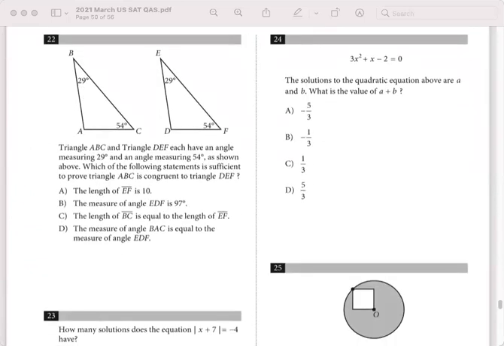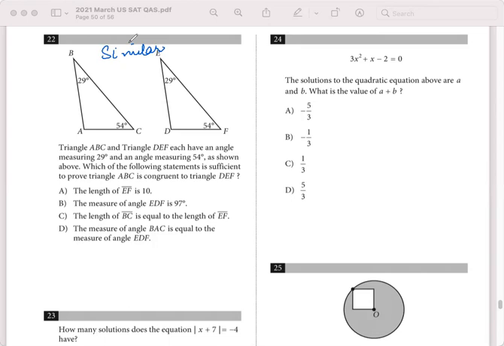Okay, let's go to 22nd. Triangle ABC and triangle DEF each have an angle measuring 29 and an angle measuring 54 degrees, as shown above. So we already know that they are similar, right? Because their corresponding angles are the same. So they are similar triangles. Which of the following statements is sufficient to prove that they are congruent?